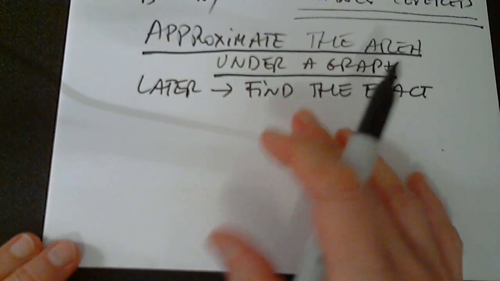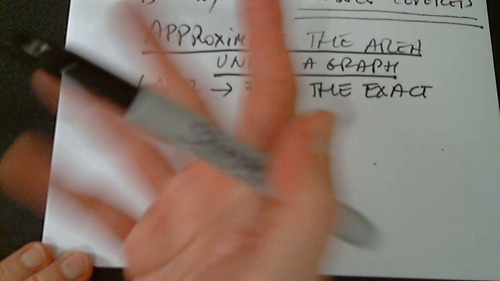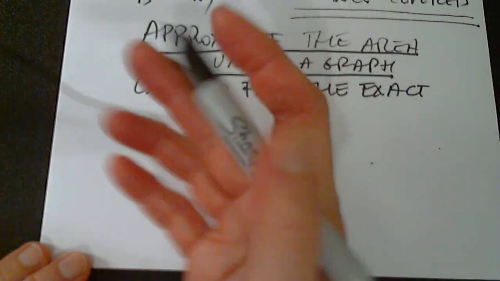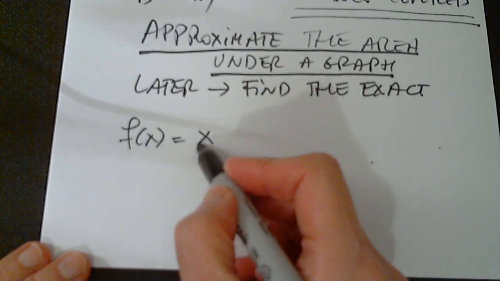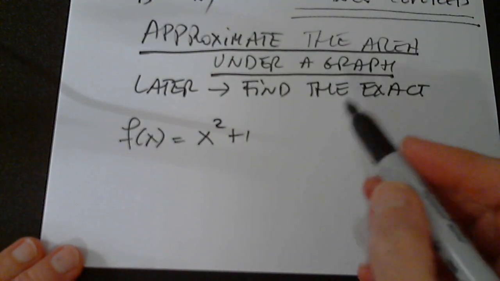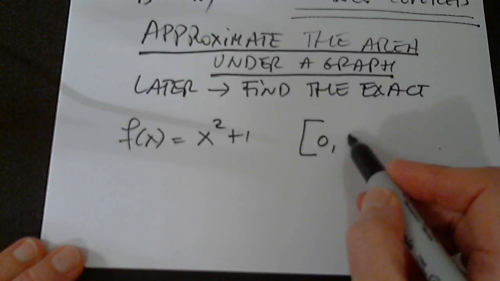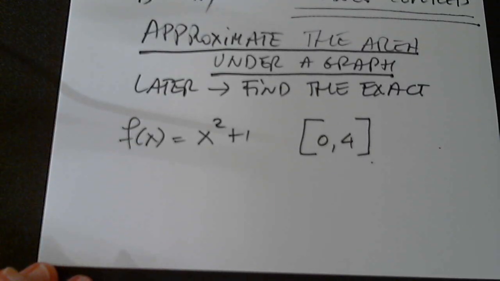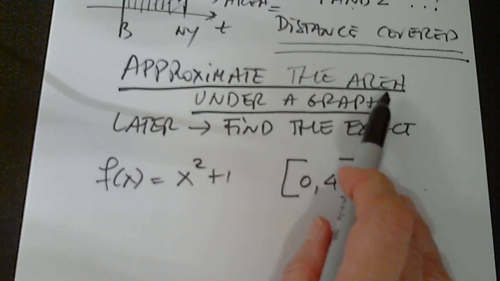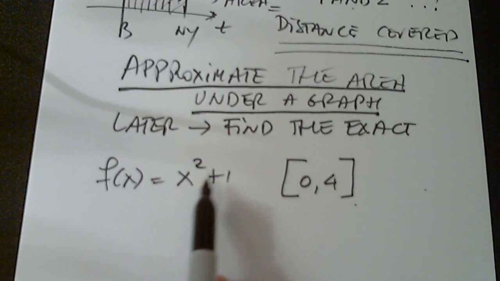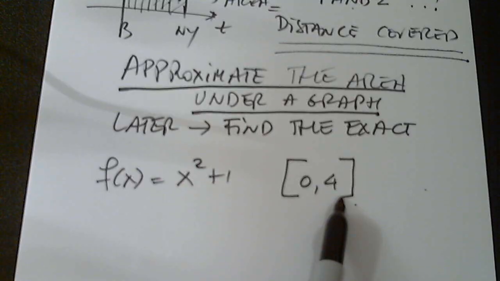Okay. So I'm going to get a nicer function. Same idea, but a nicer function. So let's say we have x squared plus 1, and the interval we want to look at is 0 to 4. So what am I trying to do? I'm trying to approximate the area under this graph of x squared plus 1 between 0 and 4.